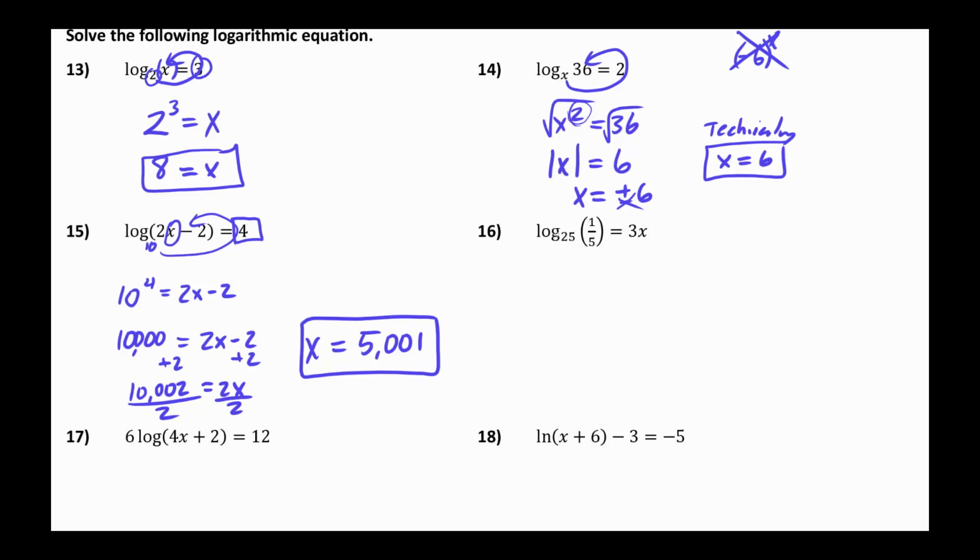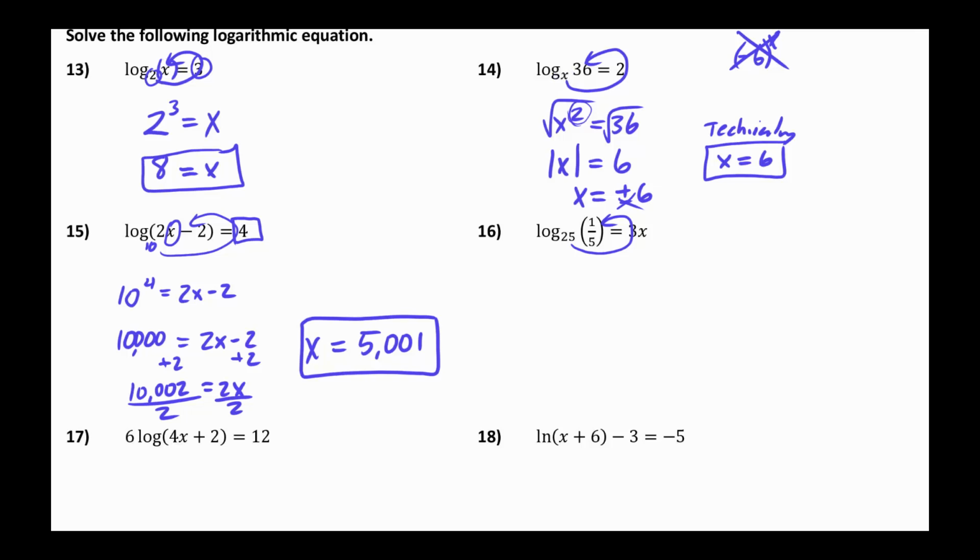Question 16 says log base 25 of 1/5 equals 3x. If I go ahead and do the swirl, 25 to the 3x equals 1/5, that doesn't help me out because now my exponent is trapped up there in the top. So you have to understand, you don't want it to be trapped in the base of a logarithm or inside a logarithm, just like you didn't want it to be trapped up in the exponent spot for the first side.